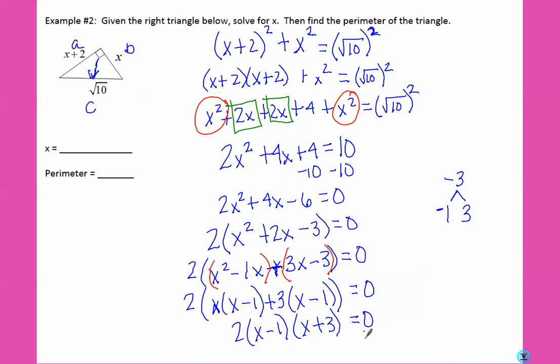2 can't equal 0, so we don't have to worry about that one. If we set x minus 1 equal to 0, we'll get 1. If we set x plus 3 equal to 0, we'll get negative 3. Like in the last problem, since we have a side length of just x, it doesn't make sense to have an x that's negative 3. We can't use that as a side length. So our only x value is 1.